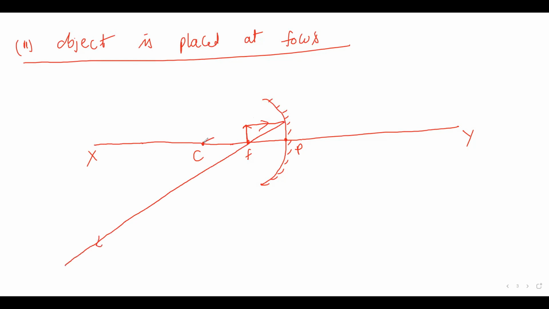A ray passing through center of curvature will move back in the same direction. Same path. It will move back in the same path. I am getting parallel rays.